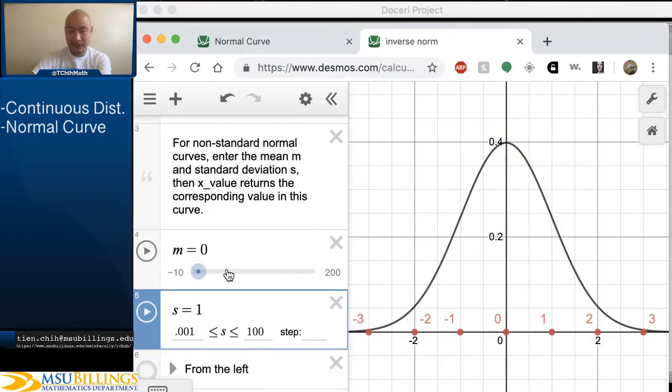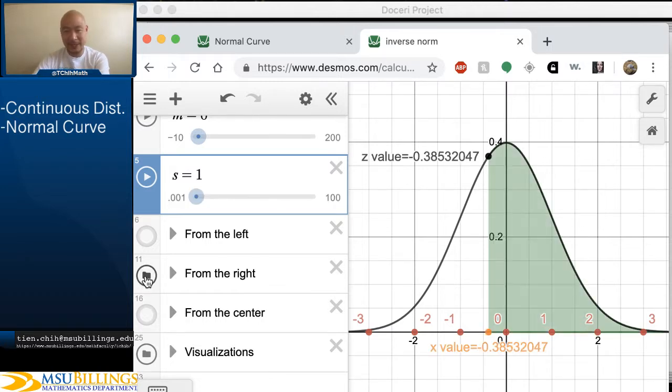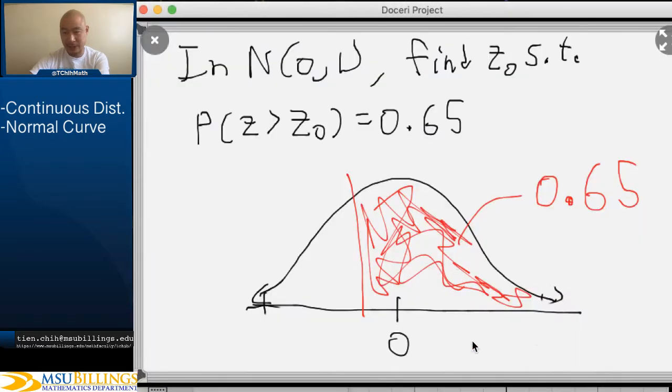Then if I go here, there's potentially a lot of areas that could be 65%, right? Like this one could be 65%. Some cut in the middle could be 65%. Some cut to the left could be 65%. But we're looking for 65% from the right, so I'm going to go ahead and click that. And lo and behold, it's a curve that's shaped almost exactly like what we thought it would look like.